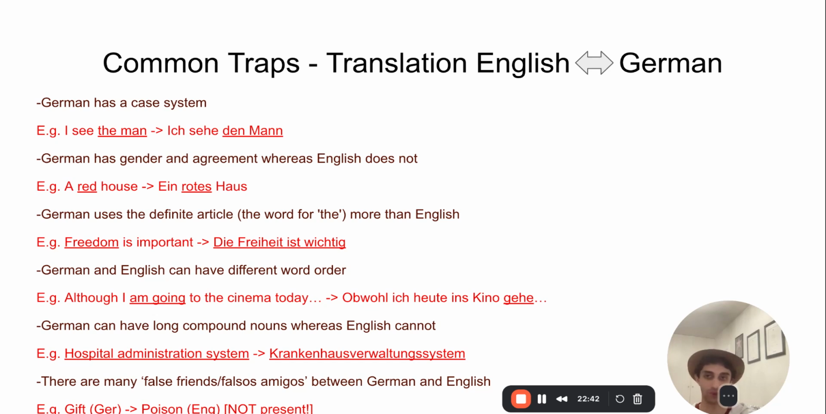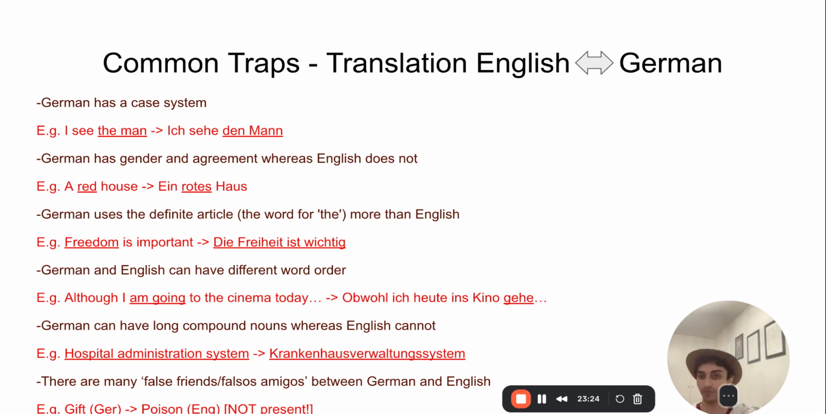German has gender and agreement, of course. English doesn't. German has three different genders: masculine, feminine, and neuter. Yeah, so for example, if you were to say "a red house" in English, the adjective red does not have to agree with the noun house in any way, whereas in German it does. So because house is neuter gender in German, you'd say "ein rotes Haus". Yeah, rotes, the adjective, goes into the neuter singular nominative form. So again, something definitely to remember when translating.